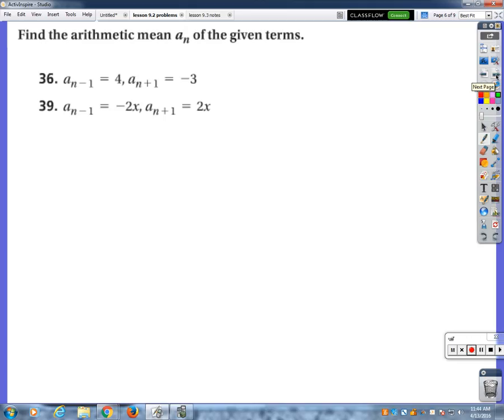Okay, so 36 says find the arithmetic mean of the given term. So can anybody tell me from yesterday how you go about finding the arithmetic mean? Bailey? Yep. You add the 4 and the -3 together and divide by 2. So 4 plus -3 is 1, and 1 divided by 2 is 0.5. Okay?